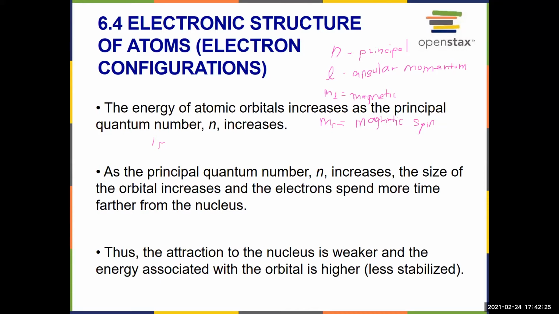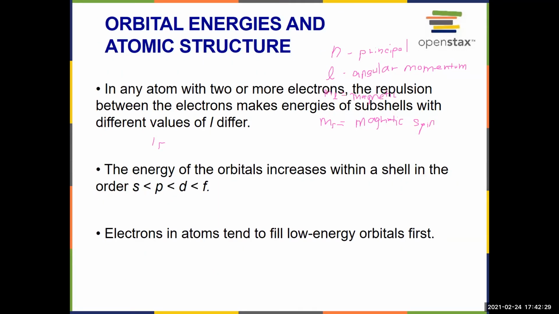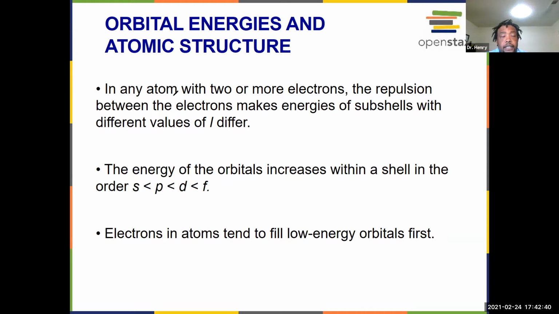So also, we know that the s is lower in energy than the p, the p is lower than the d, and the d is lower than the f subshells in the same level. Like the 3s is lower than the 3p, and the 3p is lower than the 3d. You guys understand that too, right?